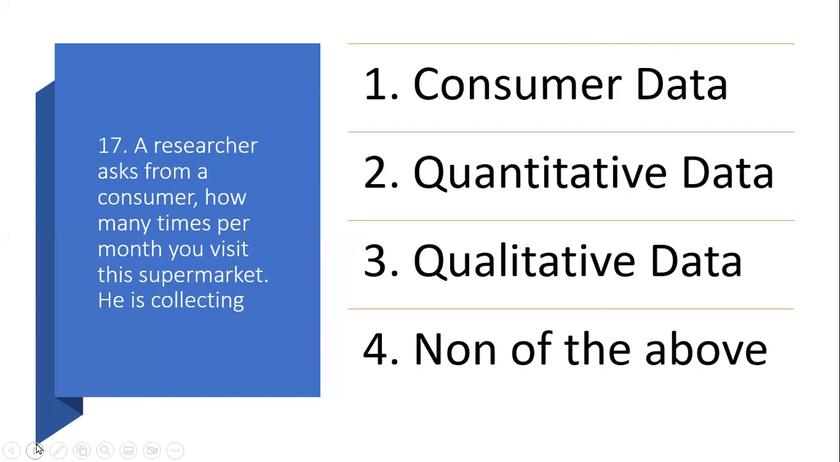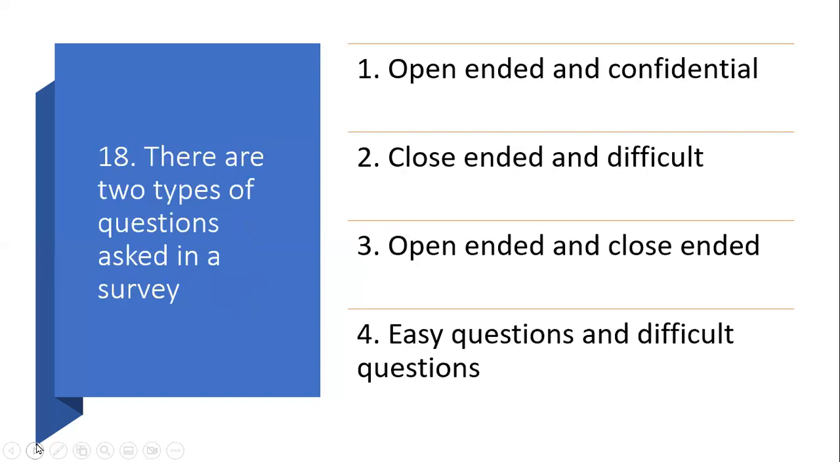A researcher asks from a consumer, how many times per month you visit this supermarket? He is collecting consumer data, quantitative data, qualitative data, none of the above. He's really collecting quantitative data. He asks a number, how many times per month. So the answer for him is a number. So it's something that you can count. So therefore it is quantitative data. Number 2 is the correct answer.